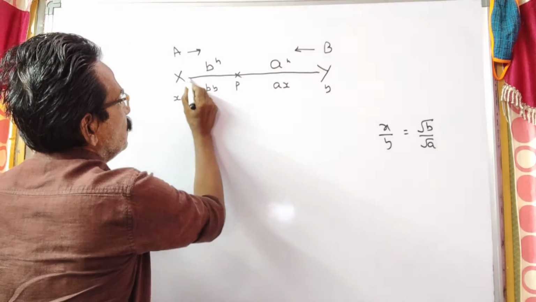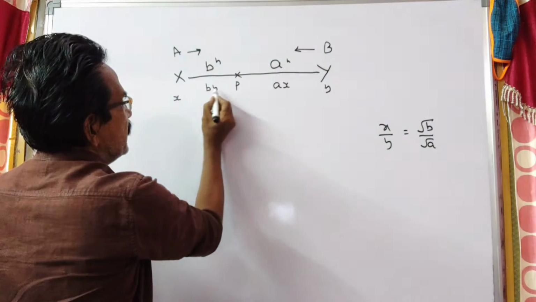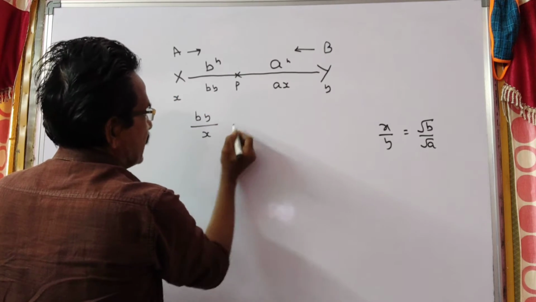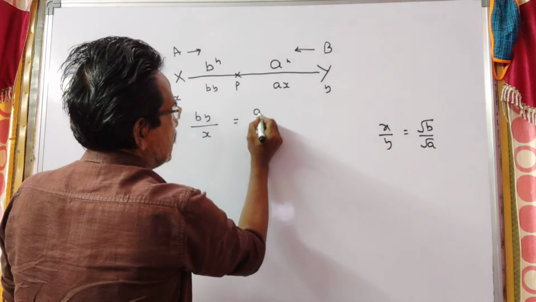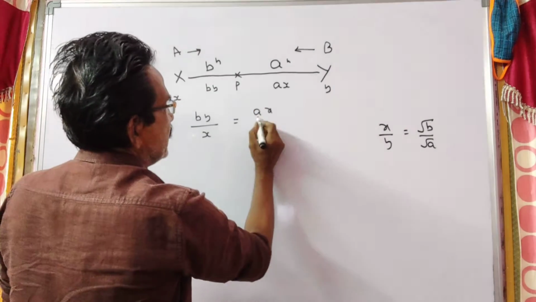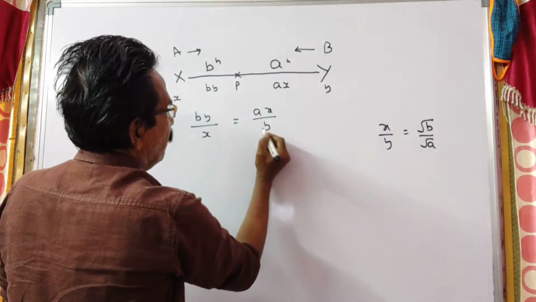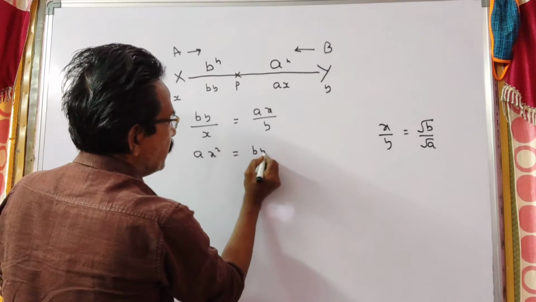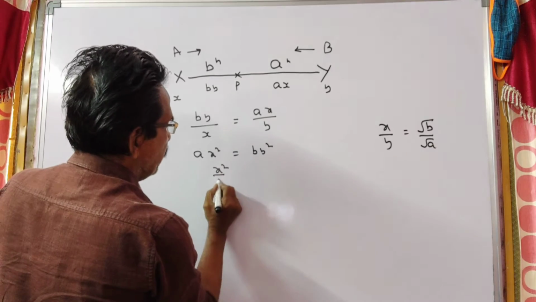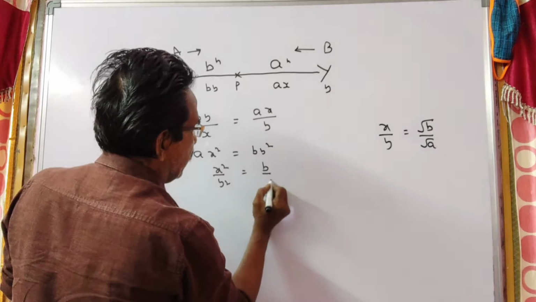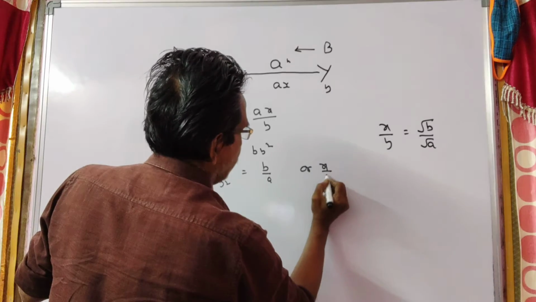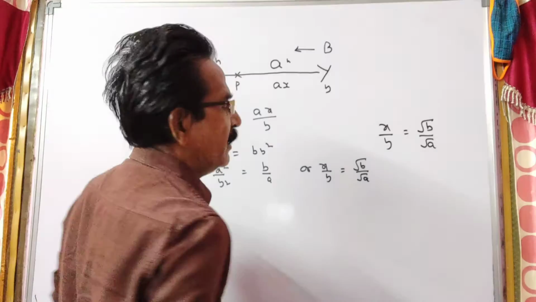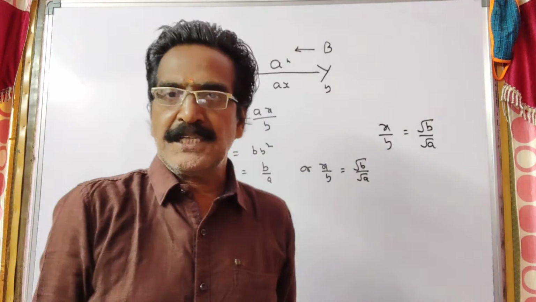Time is equal to distance by velocity. Here the distance is by, velocity x, and here the distance is ax, velocity y. So ax square is equal to by square. X square by y square is equal to b by a, or x by y is equal to root b by root a, or x is to y is equal to root b is to root a.